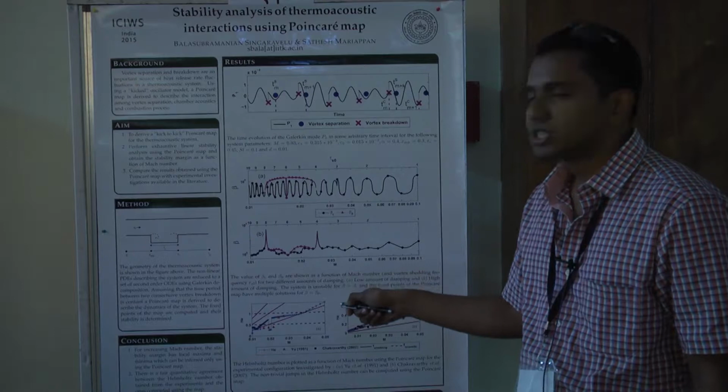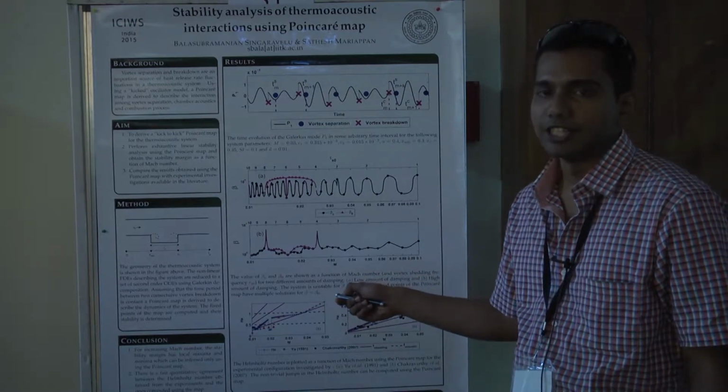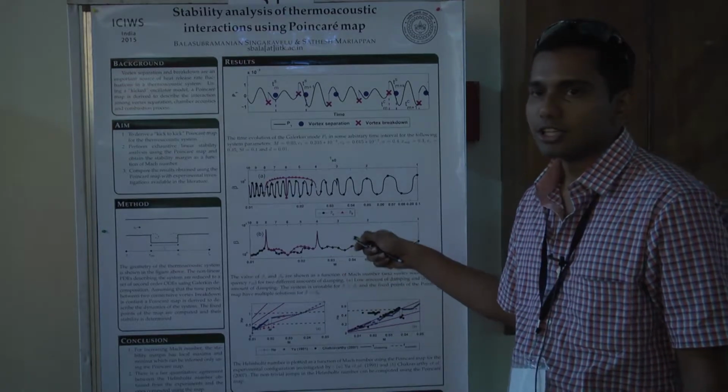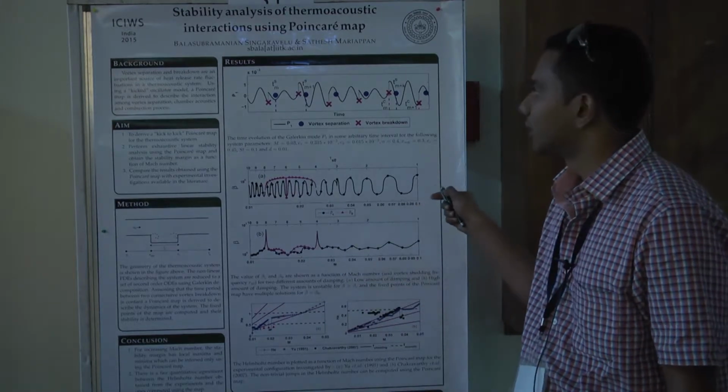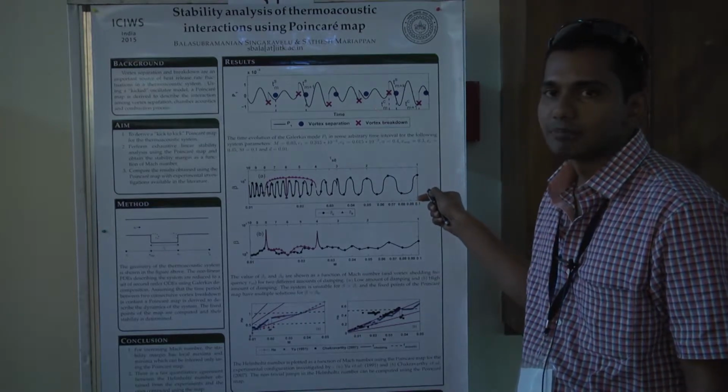This system can be modeled using partial differential equations, which in turn can be turned into ordinary differential equations. I go one step further and turn them into difference equations, which are called a Poincare map. Here I show the pressure fluctuations for the system for a given set of system parameters.